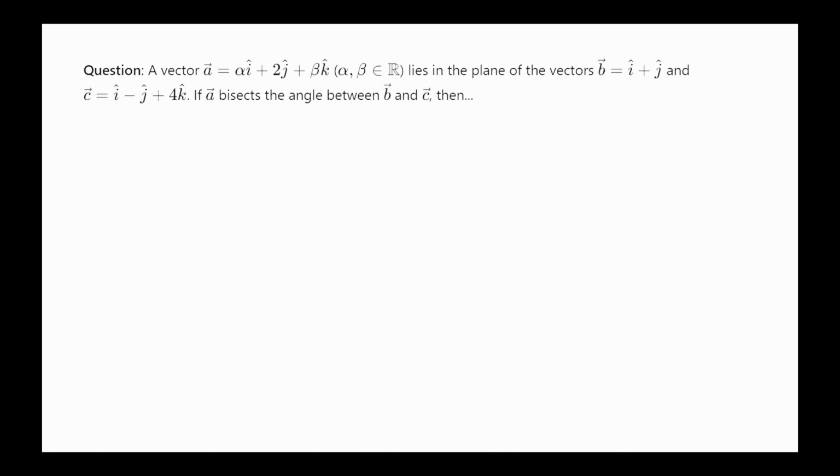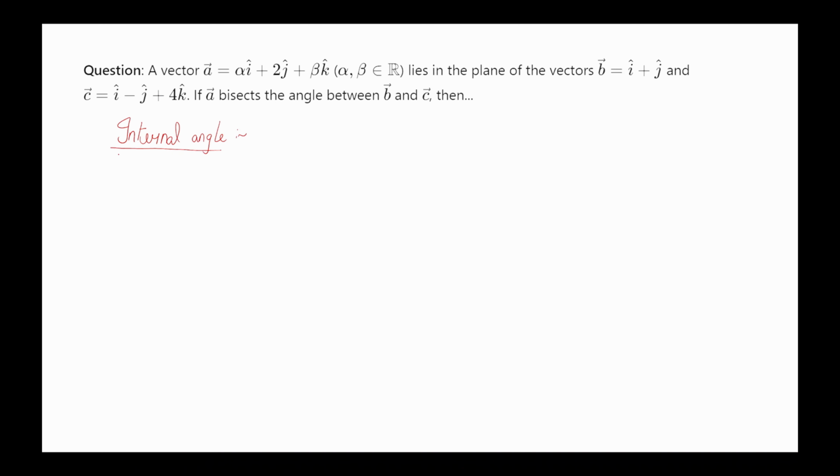Now let's look at this question. A vector A, where we have two unknown variables alpha and beta, lies in the plane of vectors B vector and C vector. If A vector bisects the angle of B vector and C vector, then... Basically we need to find what our A vector is going to be, or how we can represent it in terms of lambda and any other variable. Now in the question, they haven't told us whether it is bisecting internally or externally. So we have to take both cases into account. What is our first case? Let us talk about the internal angle bisector.